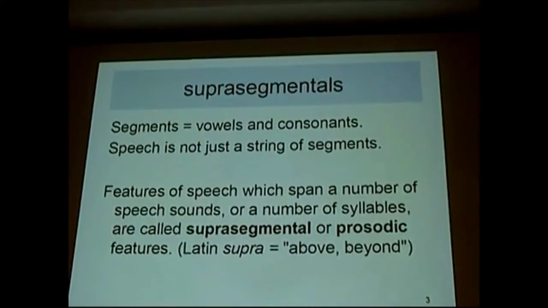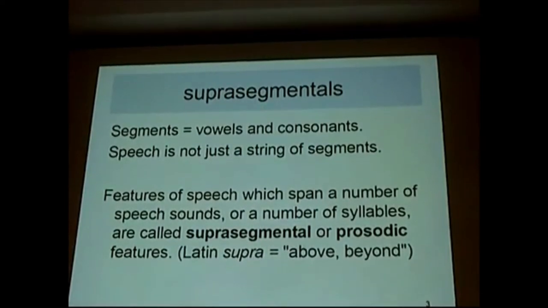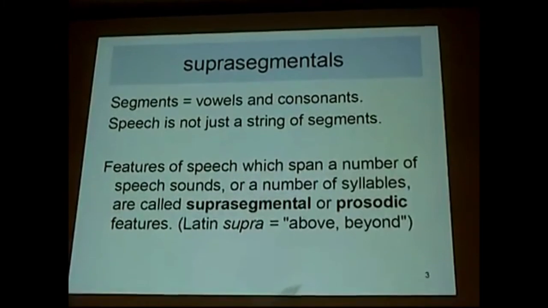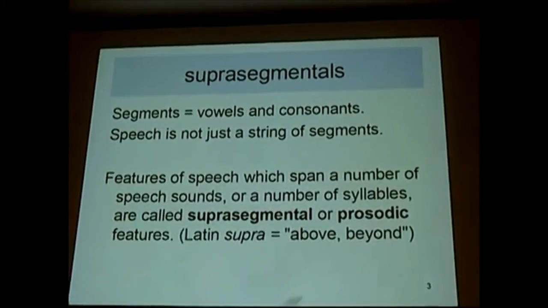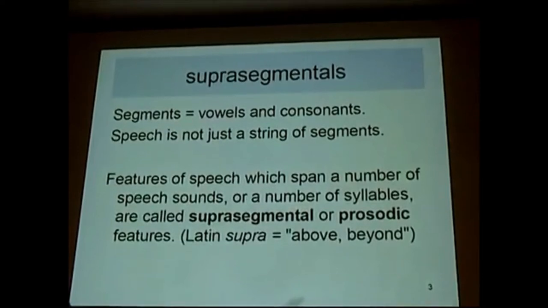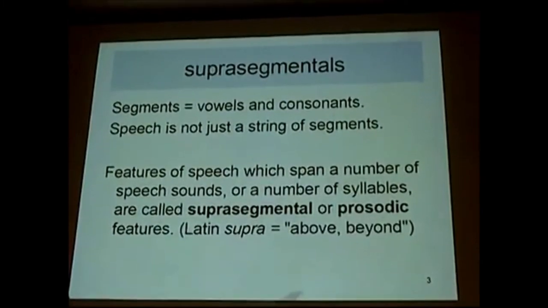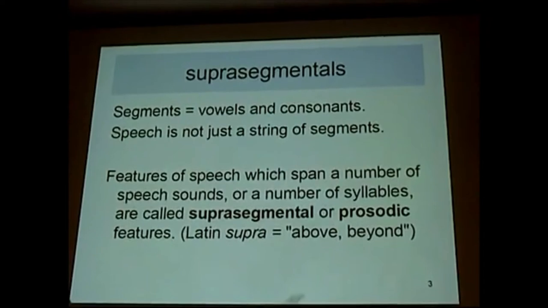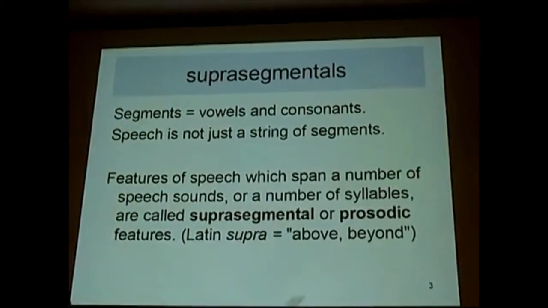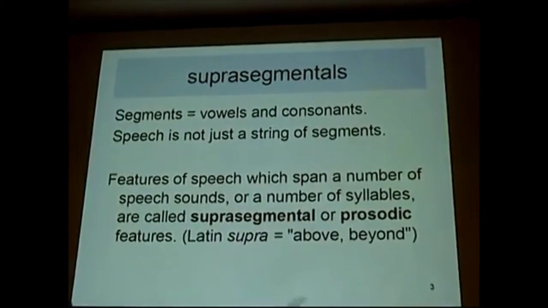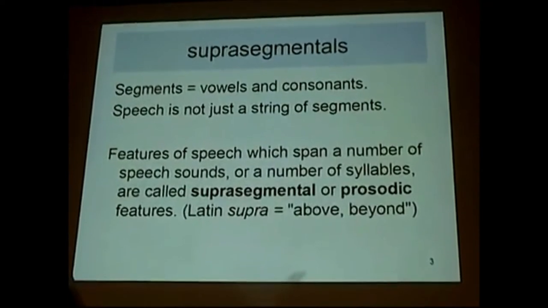Segments are the vowels and consonants; speech isn't just a string of those. On top of those, there's other important stuff going on. And these features of speech that span a number of individual sounds are called suprasegmental. In Latin, the prefix supra means beyond or above, so it means beyond, above the segments. There is another term, prosodic, which is on your handout and also on the screen. Prosodic, in this context, means exactly the same as suprasegmental. Prosodic features, like suprasegmental features, are those which spread over syllables or sequences of syllables.